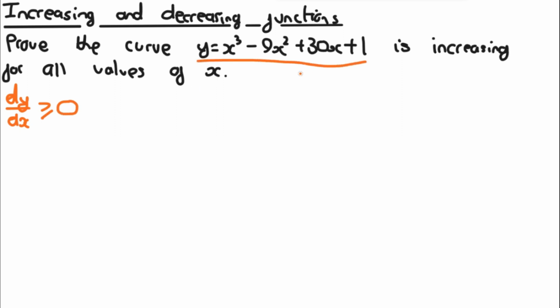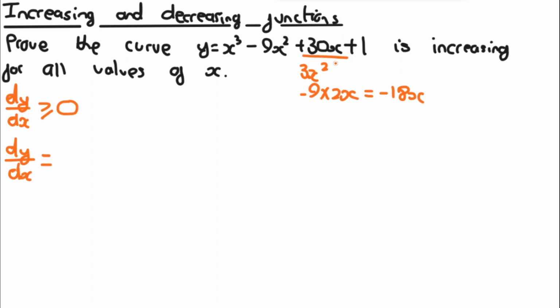So the first thing I'm going to do is find dy over dx. We differentiate each term individually, so x cubed is 3x squared, minus 9x squared is minus 9 times 2x, which is minus 18x, 30x is going to be 30, and then the plus 1 just goes away. So therefore dy over dx is 3x squared minus 18x plus 30. And again, you can check this using your calculator by using the d over dx function, putting in a random value of x and then subbing that random value of x into here to see that you get out the same value.